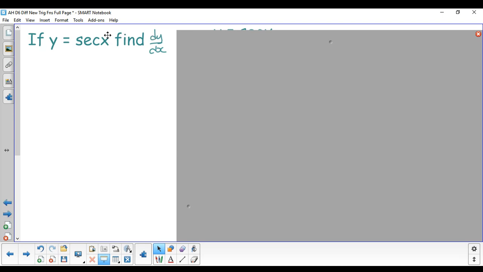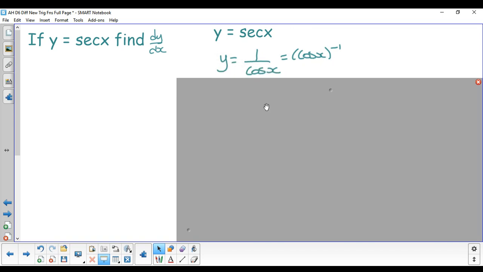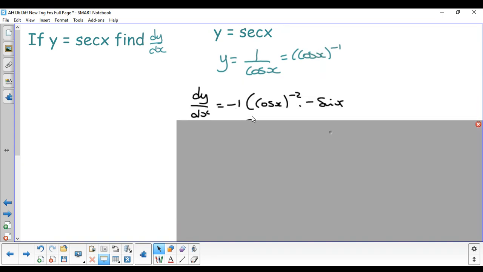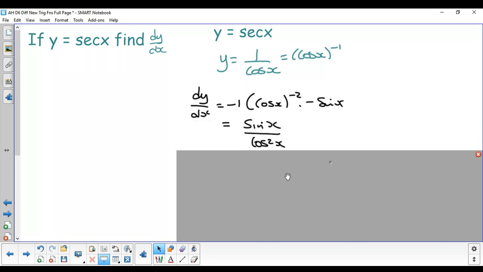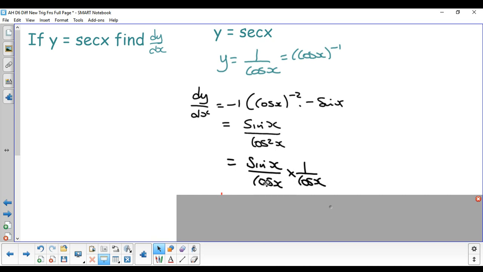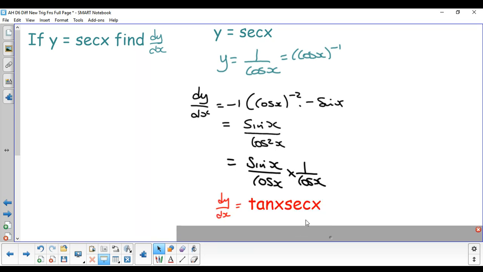Sec x. Sec x starts with an s, so it's 1 over cos, so I'll do the same idea. That's 1 over cos, which is cos to the minus 1, minus cos x to the minus 2, and the derivative brings out minus sine. Minus and minus turns to plus, sine over cos squared x, and then do the same thing again, sine over cos times 1 over cos. That is tan times sec x. Okay.